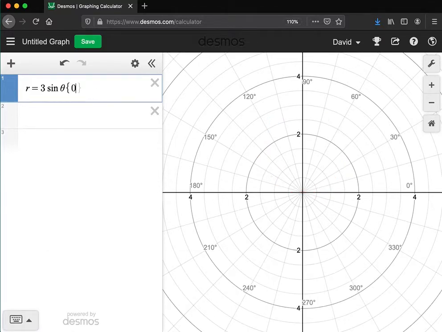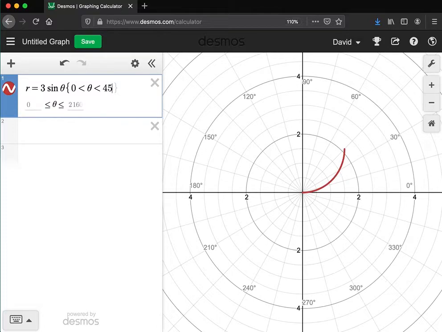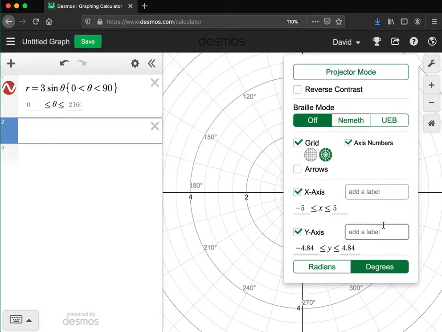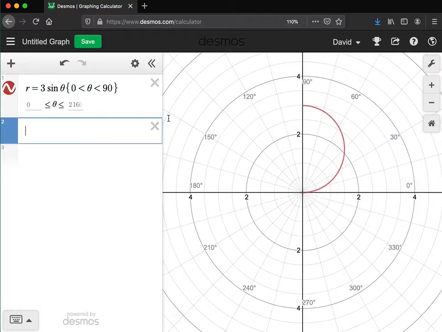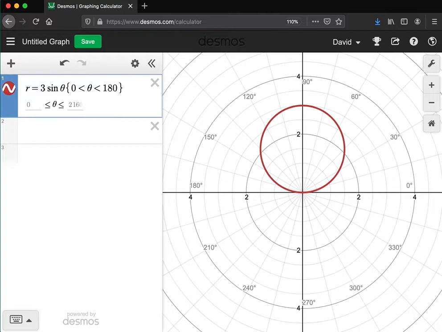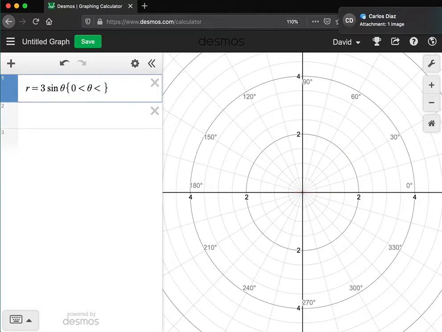I go from 0 is less than theta, which is less than, if I do 45, you see that form. If I do 90, just make sure that you have it on degrees. And now I can do 180. Notice that 180 makes the entire shape. If I do 360, you won't be able to see any change. But instead, I'm going to place A in there.